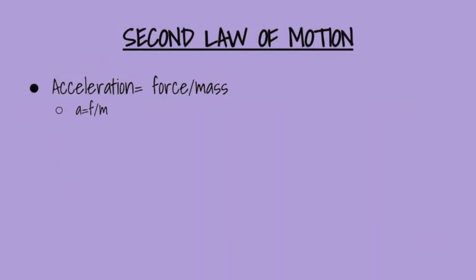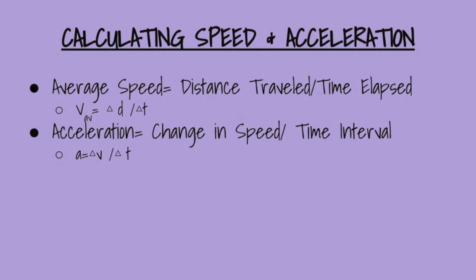Second law of motion. Acceleration equals force divided by mass, or a equals F divided by m. Calculating speed and acceleration. The average speed equals distance traveled divided by time elapsed, or average velocity equals change in distance divided by change in time. Acceleration equals change in speed divided by time interval, or a equals change in velocity divided by change in time.